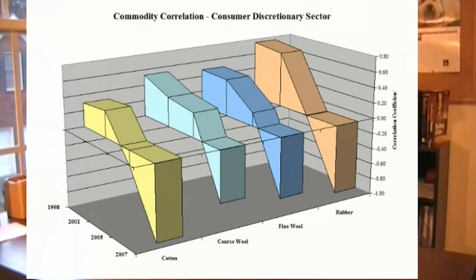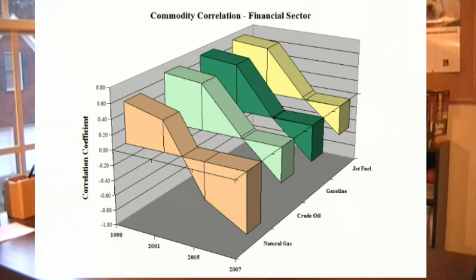In 1998, all of the correlation coefficients were positive, meaning the prices of both the stocks and the commodities increased together. However, the negative correlation has occurred since 2005, which corresponds with the rise in institutional investors putting money into commodities. We see the same thing in the financial sector when we look at energy prices. For a while, energy prices were positively correlated with the financial sector, but recently we've seen strong negative correlations.